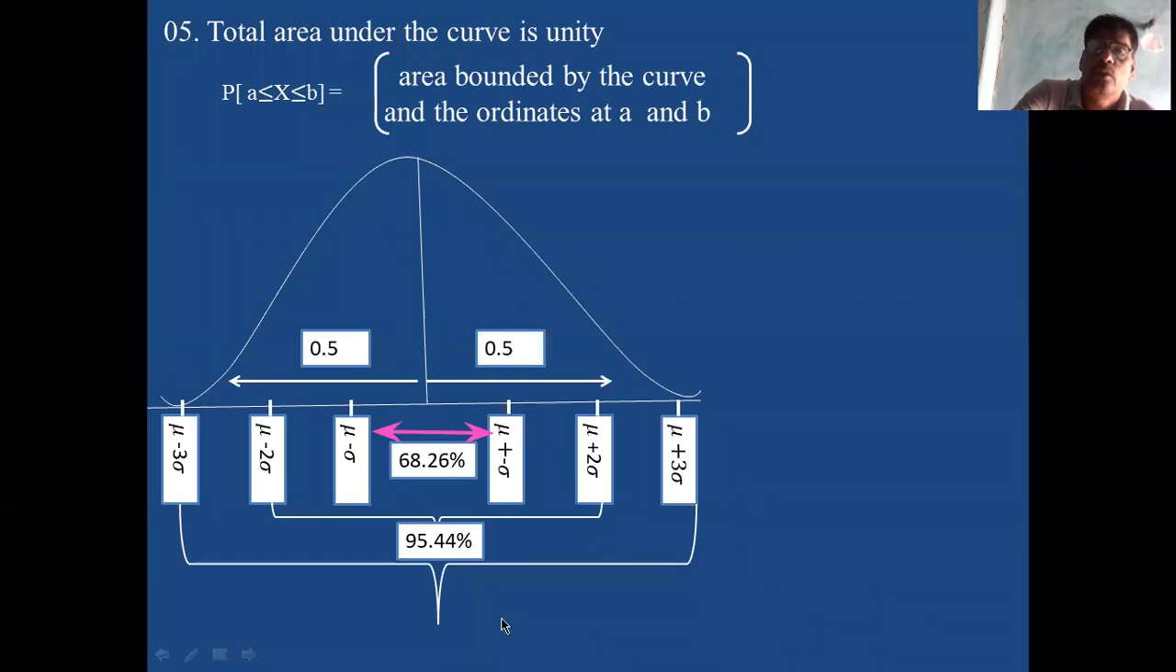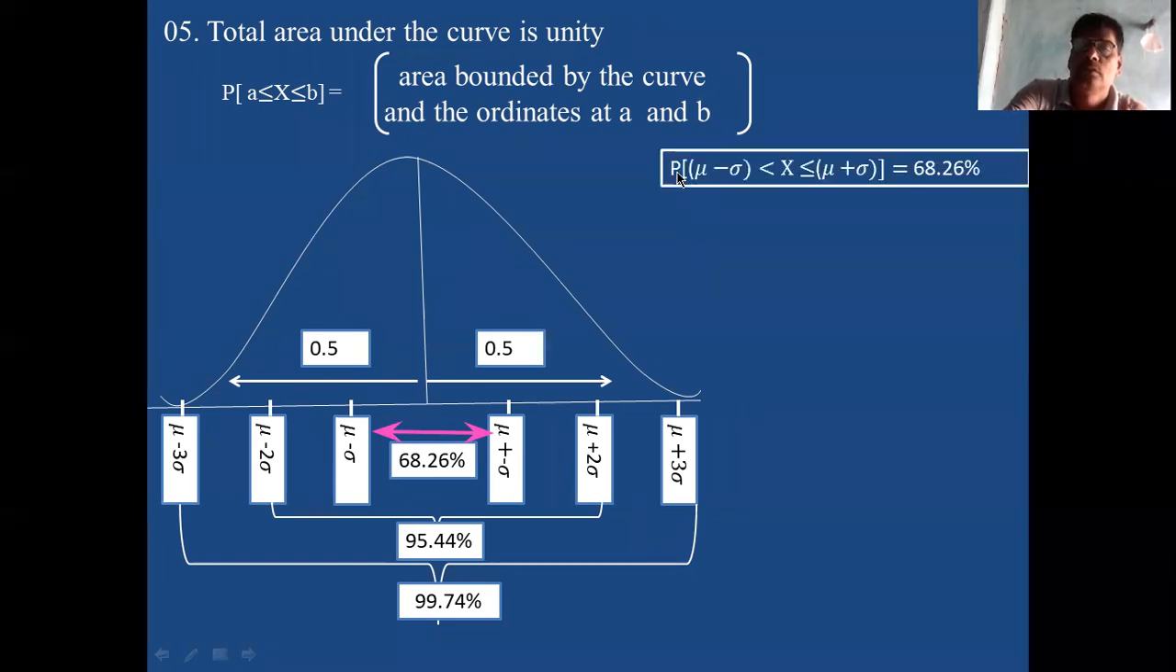And the last, mean minus 3 standard deviation to mean plus 3 standard deviation: its area is 99.74%. It covers 99.74%. In unit, its area is 0.9974. This is the point you remember. This is the area expressed. And now come to the decisions.